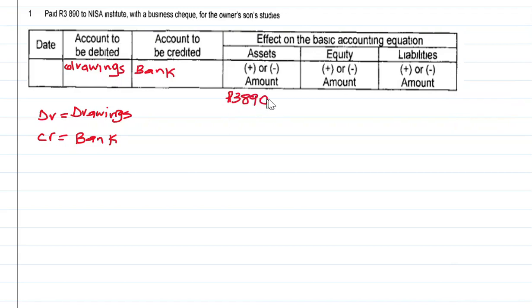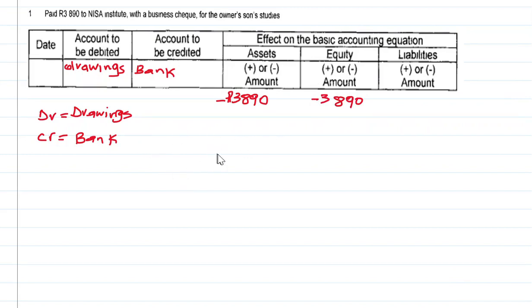3,890 on this side. And remember, when you write here under assets, we are going to write negative here because the amount is going out of the business. So the bank is decreasing. It's an asset. Then here at the same time, we are going to have drawings 3,890. The drawings are also decreasing our equity. Then you are done with this one.